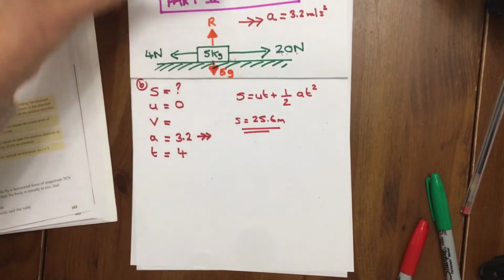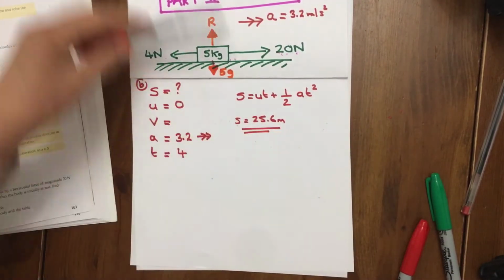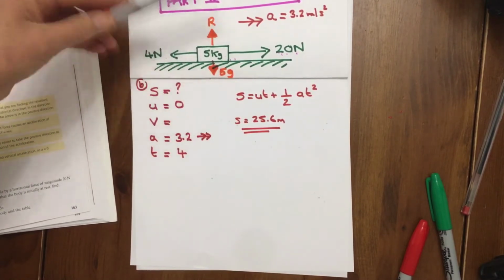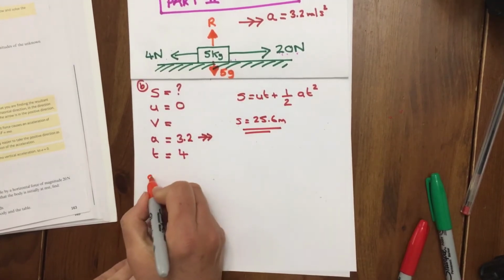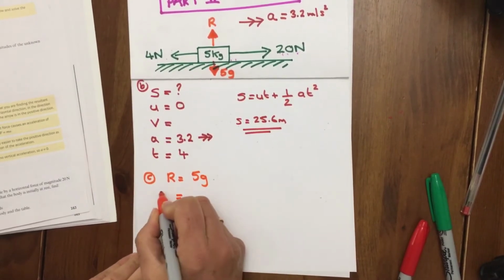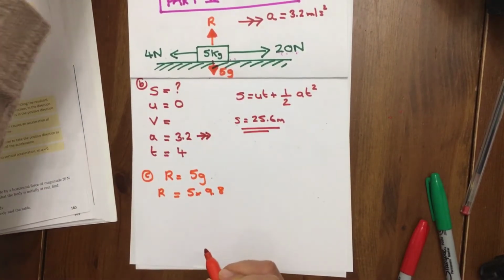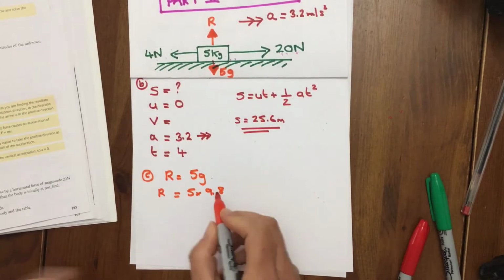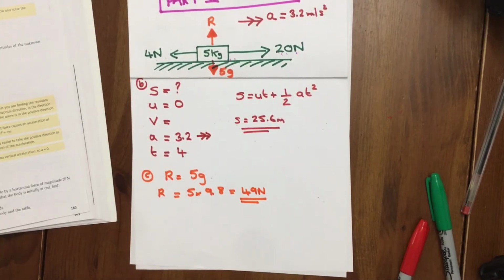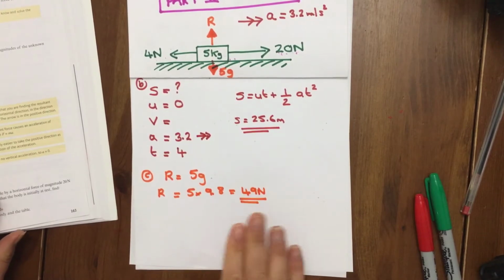We're going to call that R. Now, because this is not moving up or down, it's only moving across the table, then R must be equal to 5g because there is no motion up and down. So for part C, my R must be equal to my 5g. G is just equal to 9.8. So if I work that out, I will get 49 newtons, the normal reaction between the body and the table. So that was the example 7 in the book on page 163.